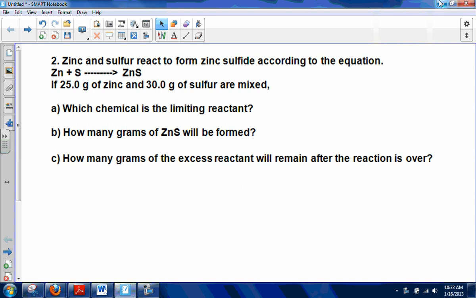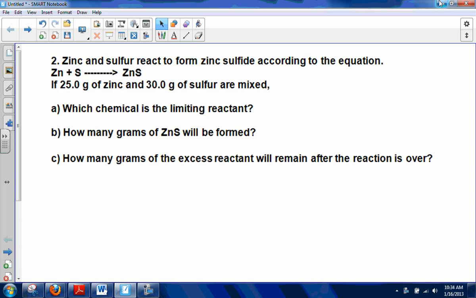Going to be doing another limiting reactant problem. It says zinc and sulfur react to form zinc sulfide according to the equation Zn plus S makes ZnS. So that equation is already balanced. There's one Zn on the left, one Zn on the right, one S on the left, one S on the right. So we have to start the same way we did yesterday.